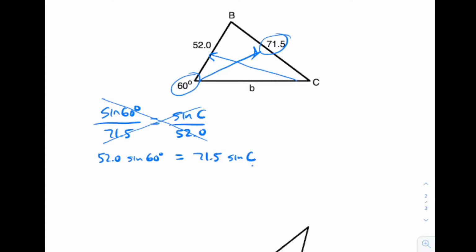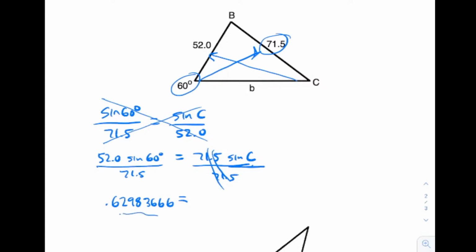So if you want to get C alone, the first thing to do is to get the sine of C alone, which means the first thing to do is divide both sides by the 71.5. So this will cancel. If I just push buttons so I know what I'm looking at here: 52 sine of 60, close parentheses, hit my equals button, divide by 71.5, hit my equals button, hit my SD button. I've got 0.62983666, and if I round, it's going to be another 6.